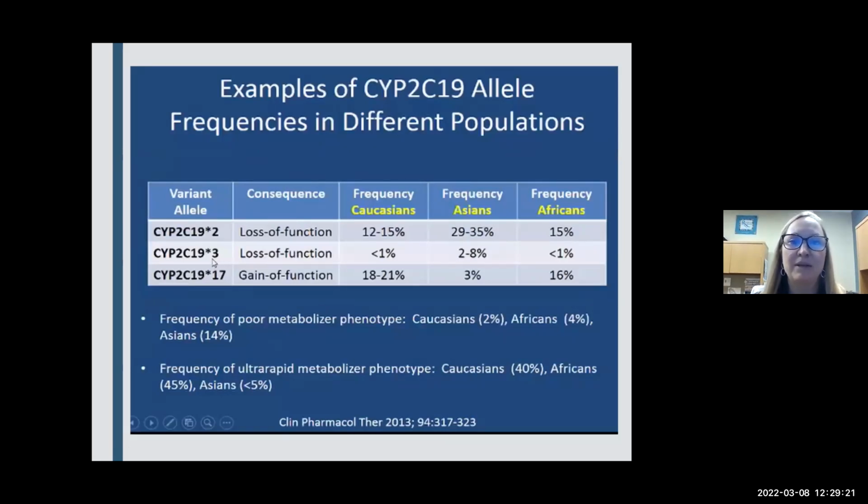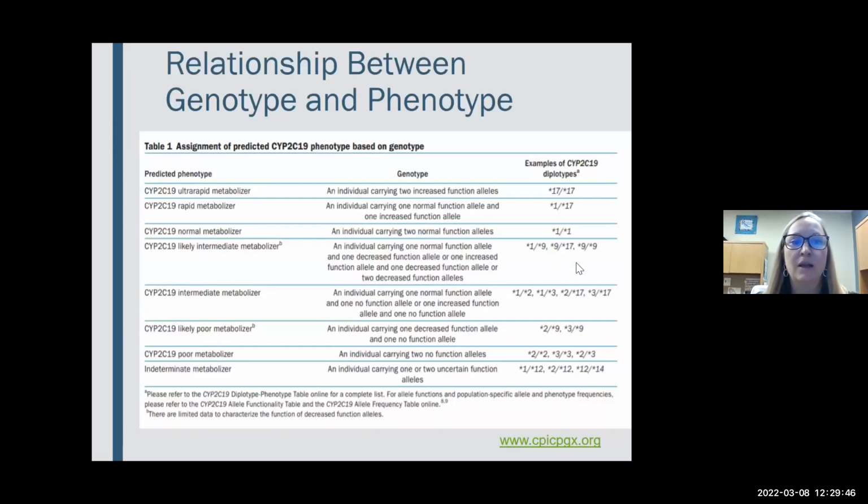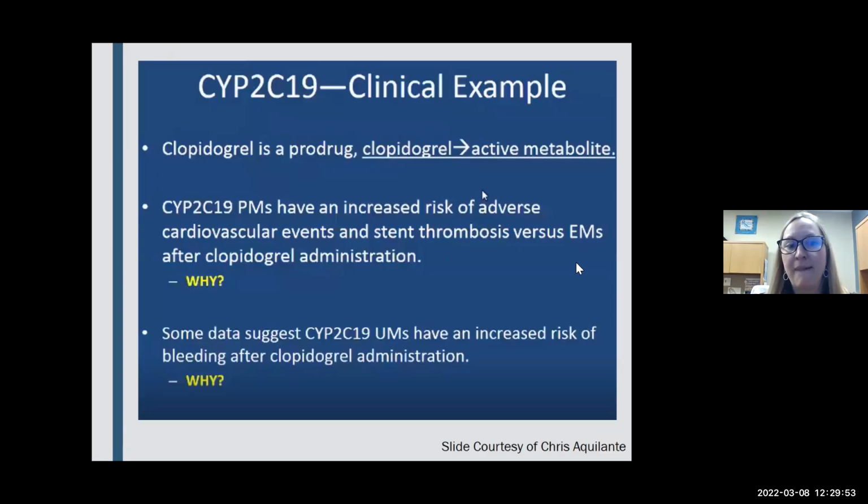CYP2C19, the other most common, again, we see a big wide variability of frequencies of that. Most commonly is the upregulation or ultra rapid. CYP2C19 metabolizes Lexapro and Celexa, or S-citalopram and citalopram, and almost a quarter of patients are increased metabolizers of that we see. There's just the phenotype genotype relationship table from the guidelines for your reference.